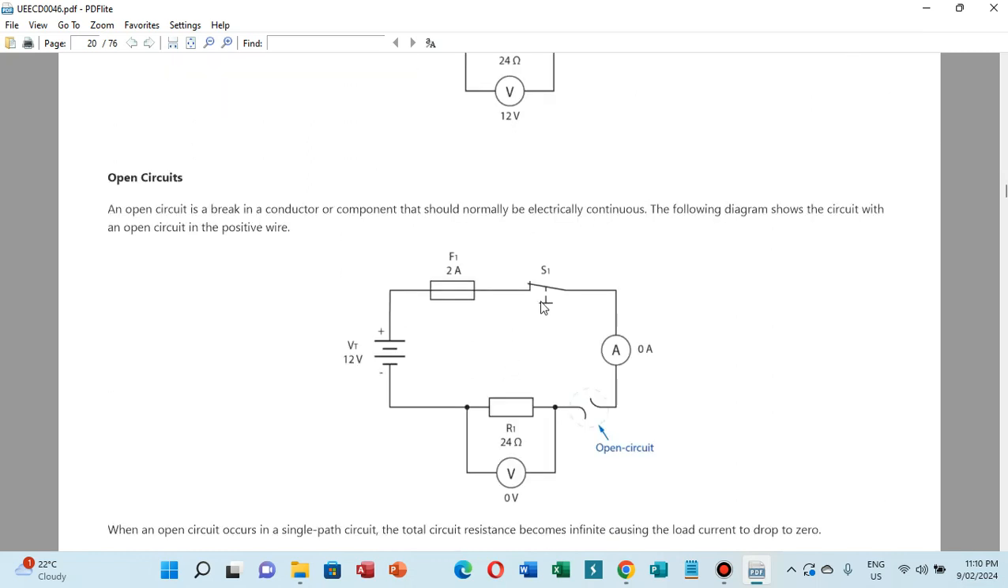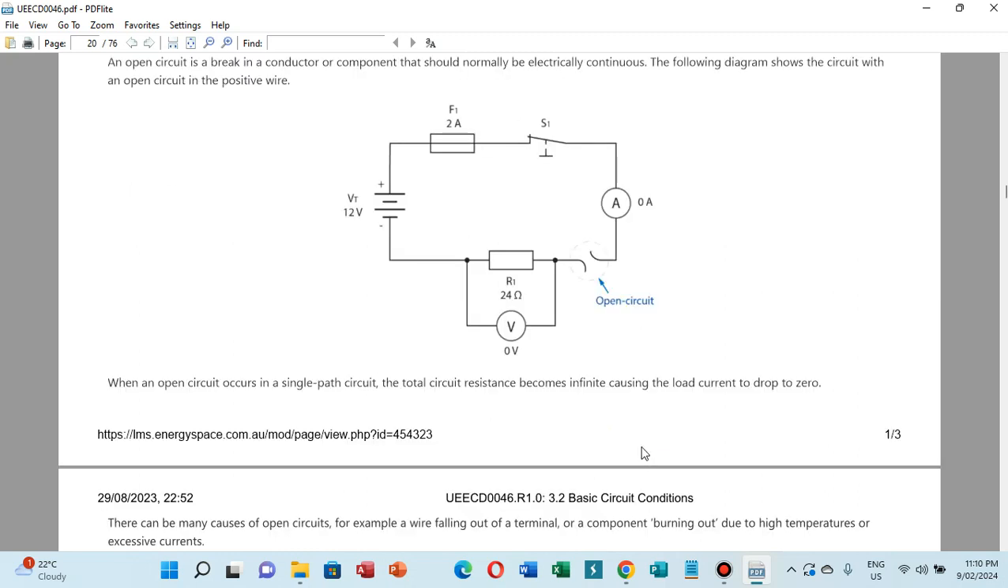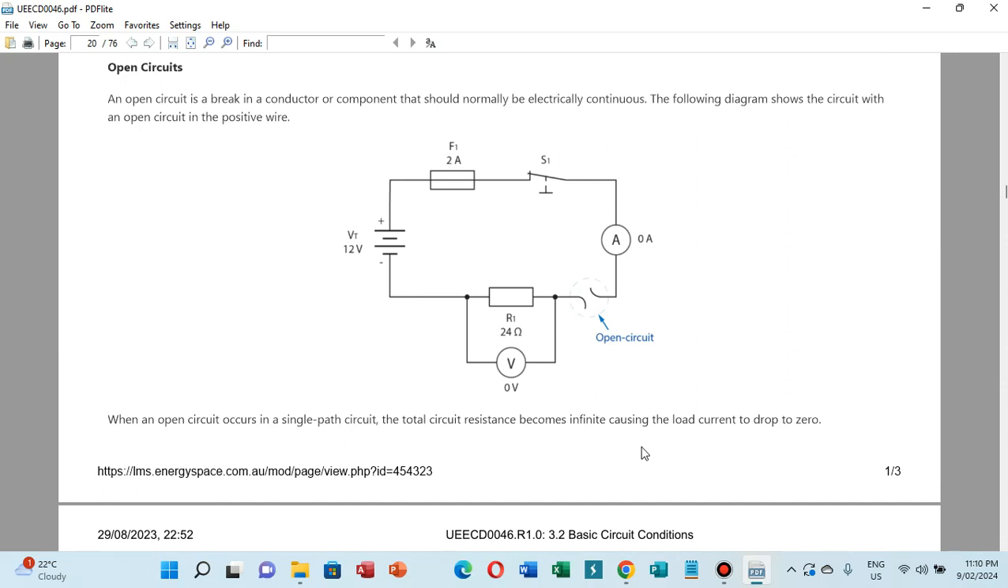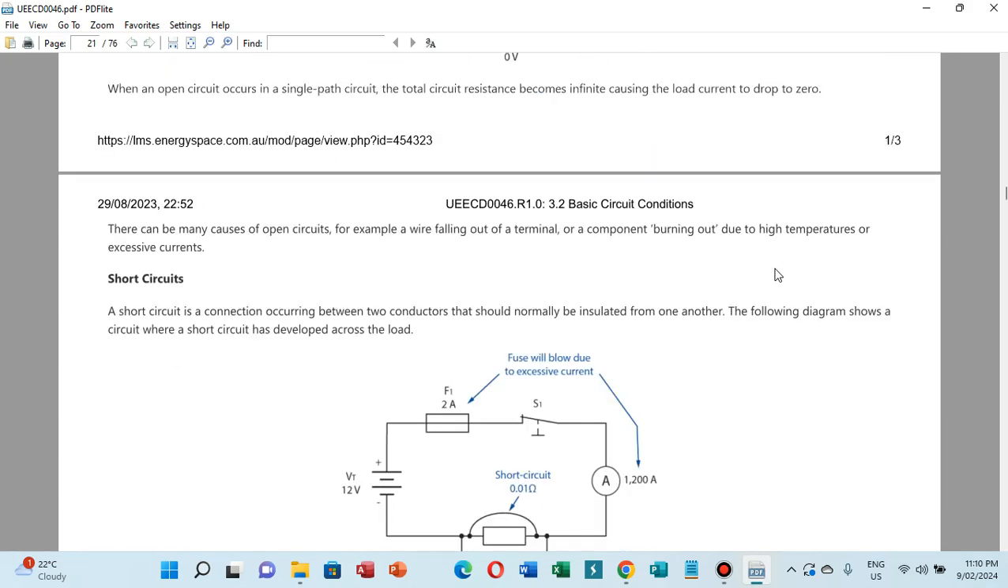So an open circuit is one where one place is broken. In this case, the circuit will be an open circuit. There is no electrical current flow when the circuit is open. This is why the ammeter shows 0 ampere.